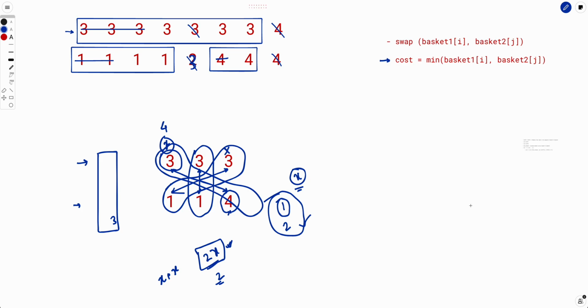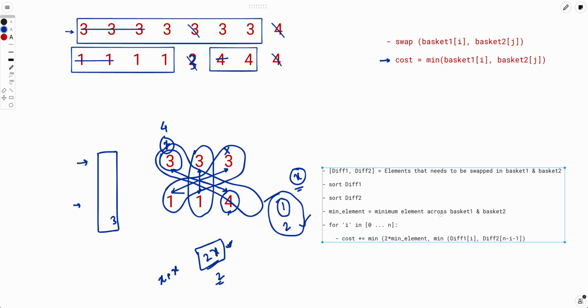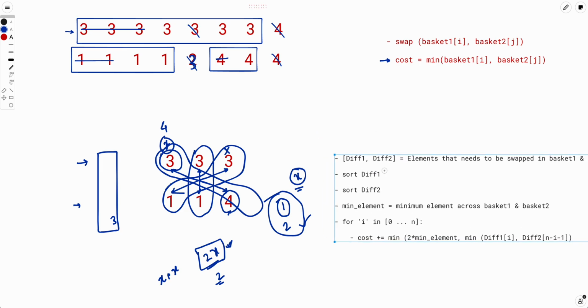So hope this makes sense. The pseudocode would look something like this. We find out the diffs, then we sort the diffs, and after sorting, we make pairs of them in crisscross fashion. So diff of i and diff2 of n minus i minus 1. Now, this will be the cost when we directly swap them. We also have a way to swap them through a proxy, and we know through the proxy this is the minimum cost that we can incur, where min element is the minimum element across basket 1 and basket 2.